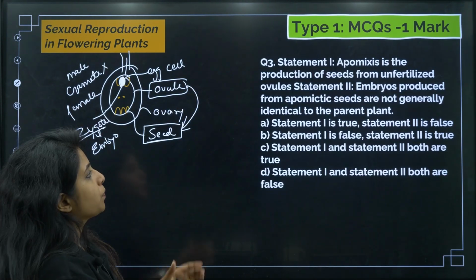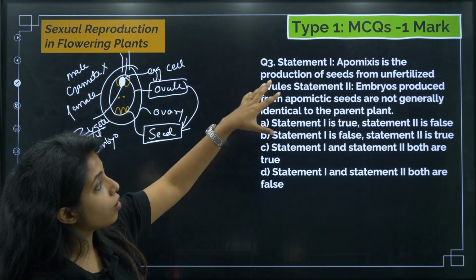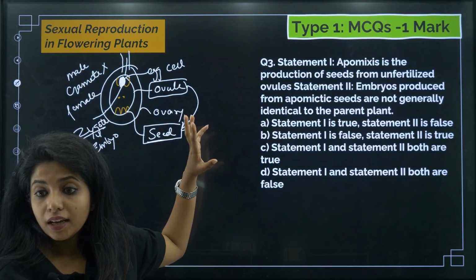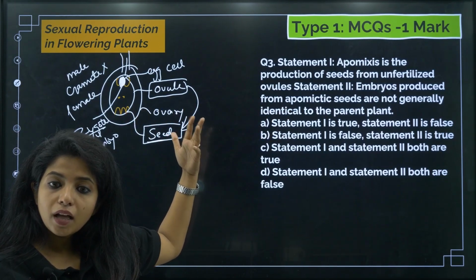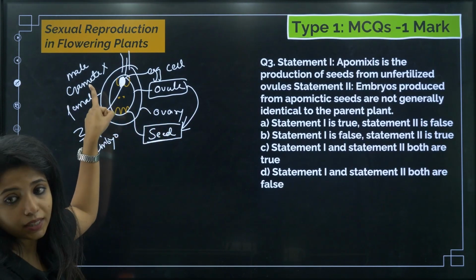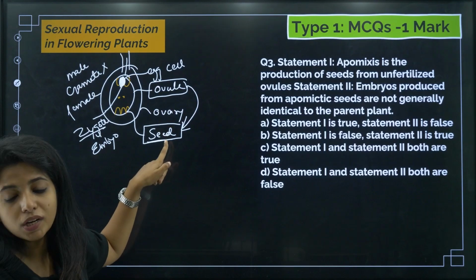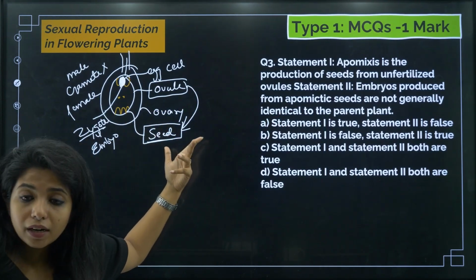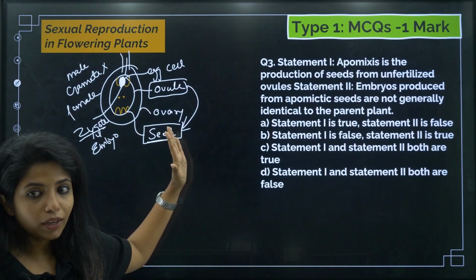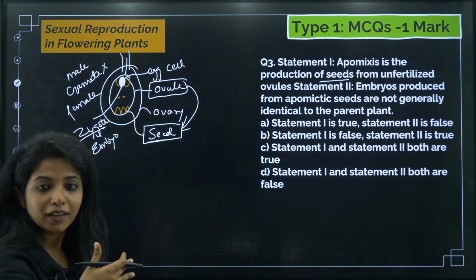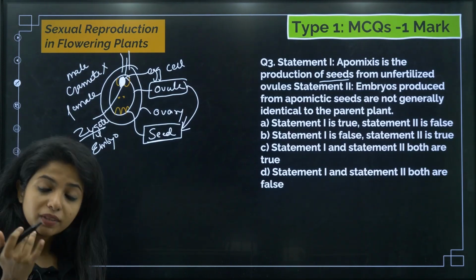Okay. Now, over here, apomixis is a production of seeds from unfertilized ovule, as in fertilization has not taken place. Then how can you produce seed? I told you only if fertilization has taken place, that's when you say the ovule is now a seed. Now I am saying apomixis is a production of seed from unfertilized ovule. Is it okay? How can you produce seed without fertilizing? You might think it is not possible, but this is actually true.